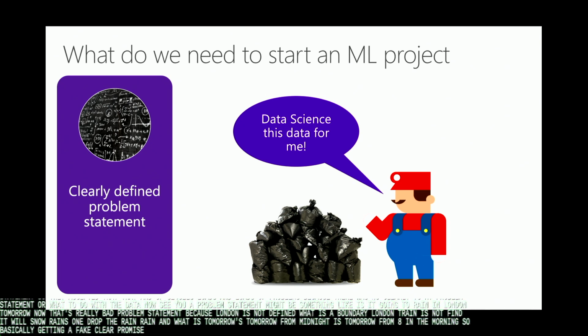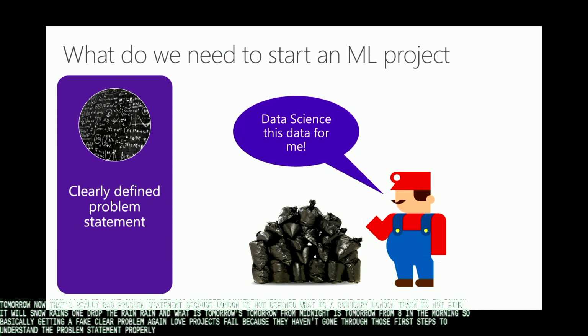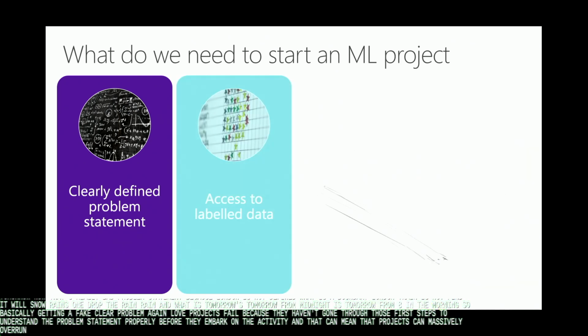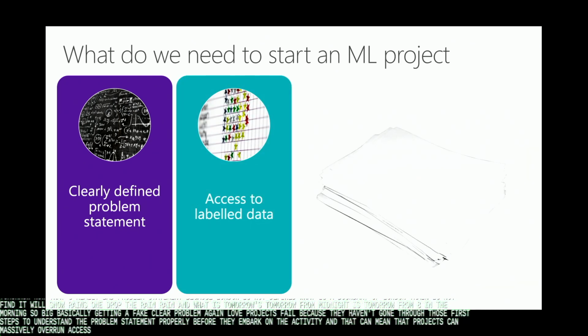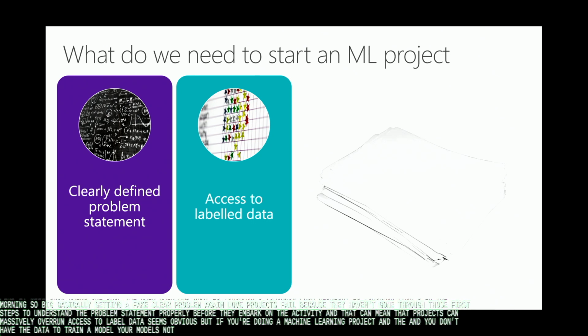So again, a lot of projects fail because they haven't gone through those first steps to understand the problem statement properly before they embark on the activity, and that can mean that projects can massively overrun. Access to labeled data seems obvious, but if you're doing a machine learning project and you don't have the data to train a model, your model's not going to be trained.